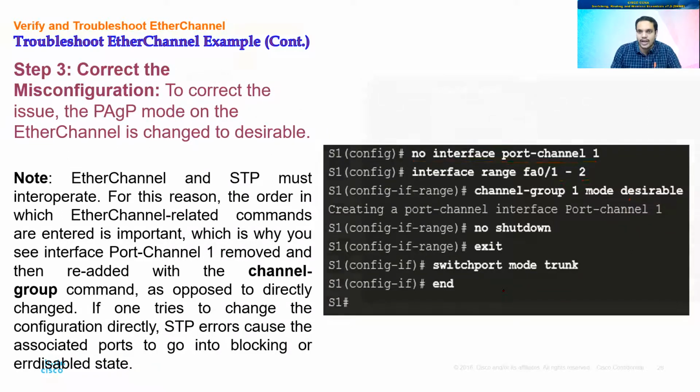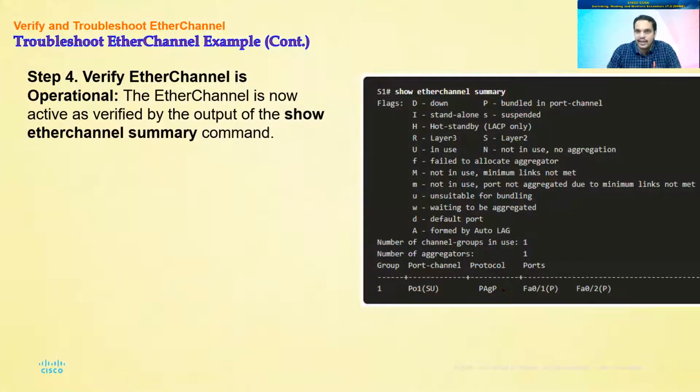Once you do that, you can check by using your show etherchannel summary, to verify whether everything's good or not. Now you see everything's fine. It shows SU, and it is saying that the protocol we are using is PAgP, and both the interfaces are now part of your EtherChannel. They are bundled, right? So this is how you check the configurations. You troubleshoot any issues with EtherChannel.